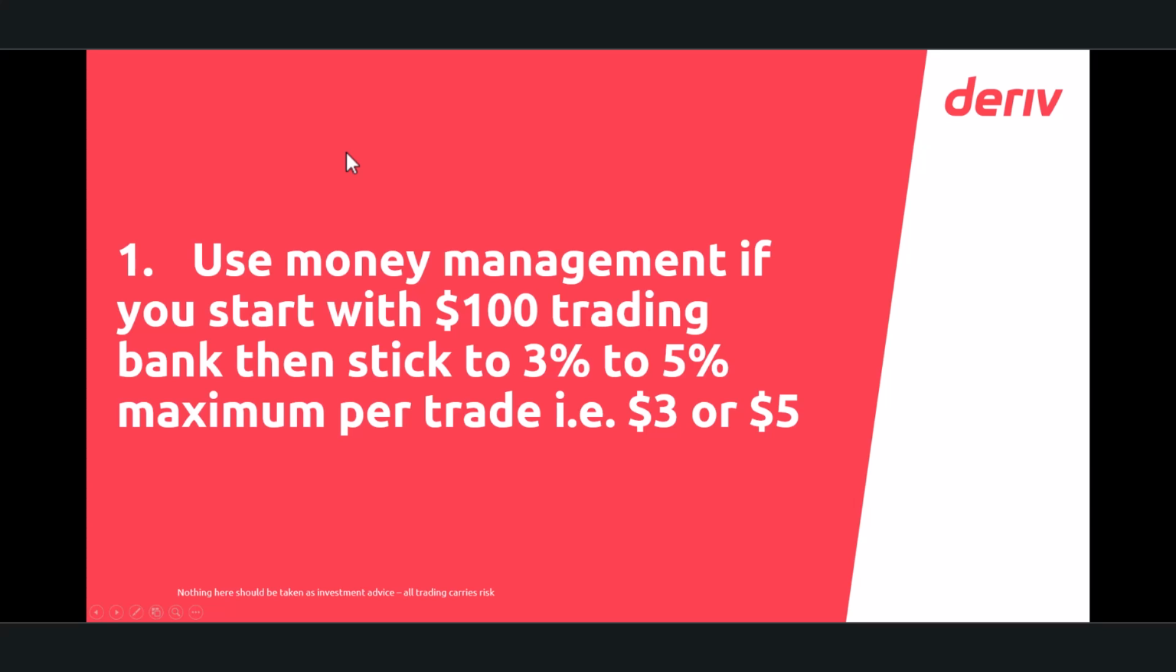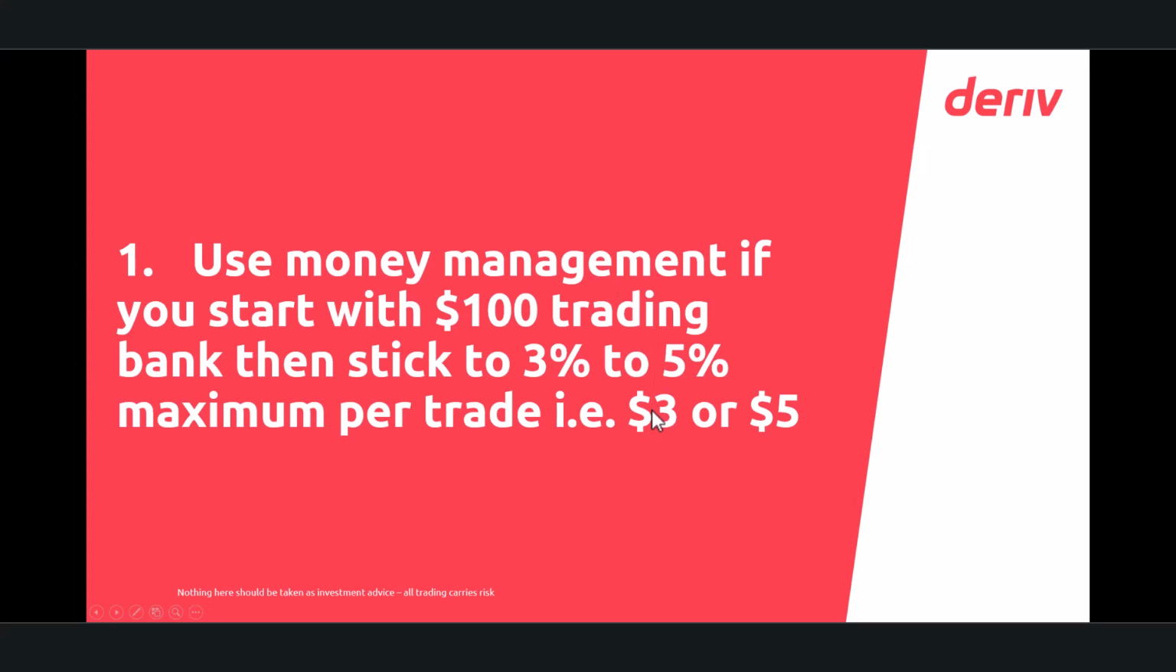Now, in fact, these actually make good sense regardless what you're trading with Deriv, but I'm talking mainly about accumulators here. But let's start off with money management, and it's something that a lot of people get wrong. Let's say you're starting with $100 in your trading bank. Stick to maybe 3 to 5% maximum per trade. So say, for instance, with 100, you're not going to risk more than $3 or $5 per trade.